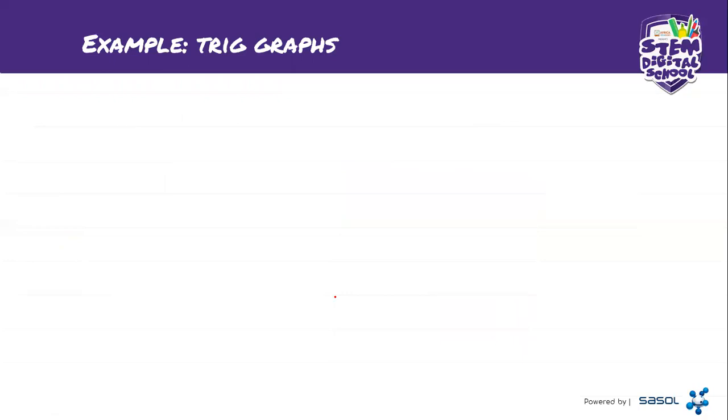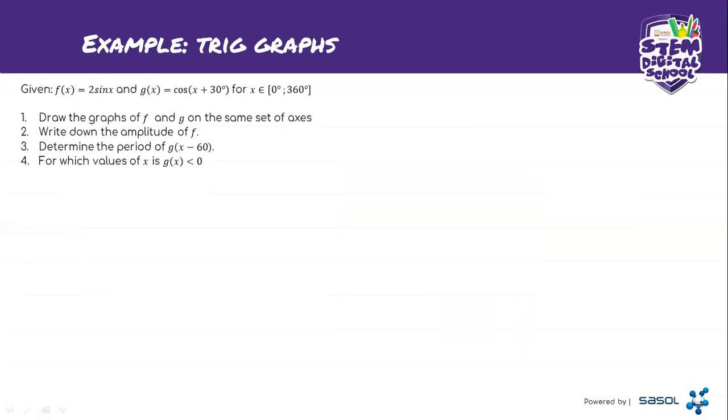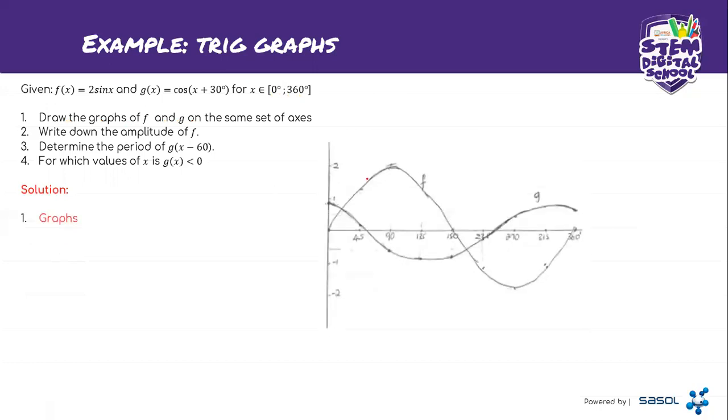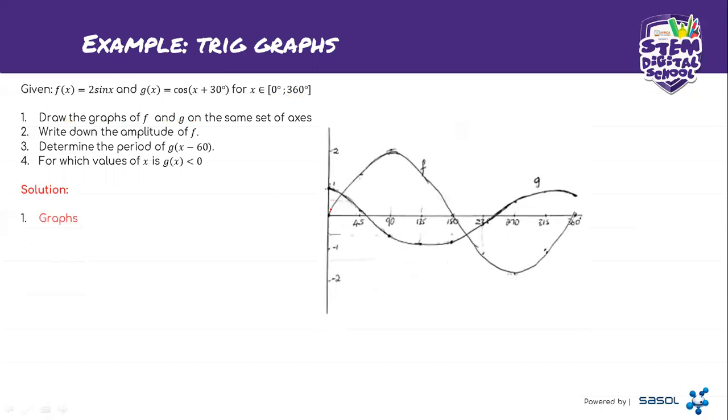We still have another example under trig functions. Given f of x equals 2 sine x, and g of x equals cos of x plus 30 degrees, for x is an element of 0 degrees to 360 degrees. The first question says draw the graph of f and g on the same set of axes. Now, let us plot the graph. Here is our graph. You can see the f graph is this one, which is the sine graph, and the g graph is this one, which is the cos graph.